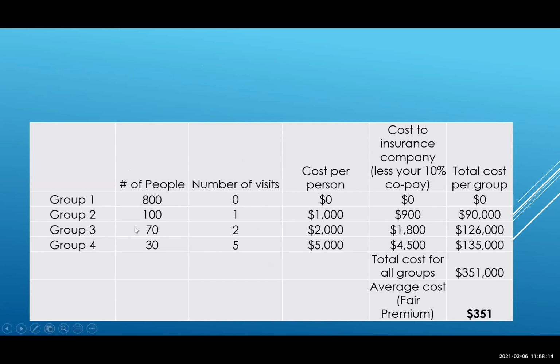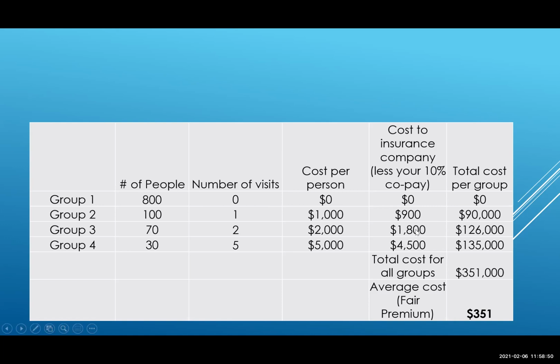So if you have group 1, no one's paying any insurance, right? And no one's going to the doctor. So in group 2, you have one person who goes, the cost to the insurance company is $900 because you paid your copay of 10%. So the cost for the whole group is $90,000.